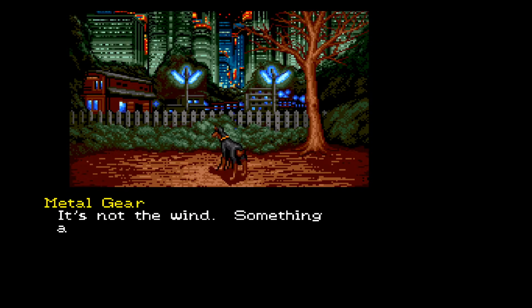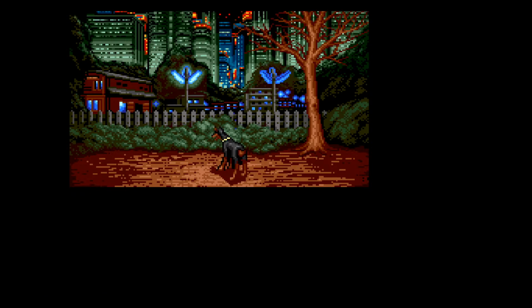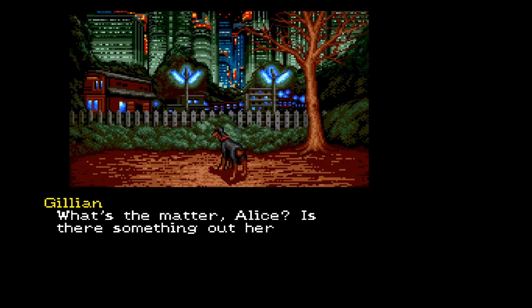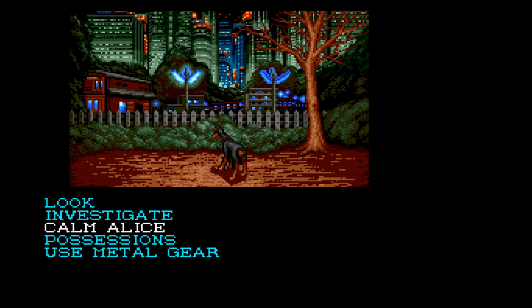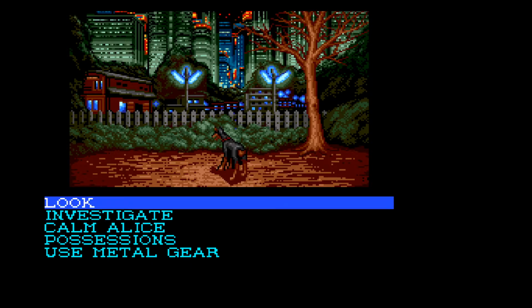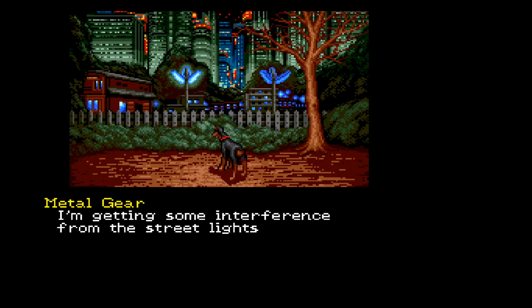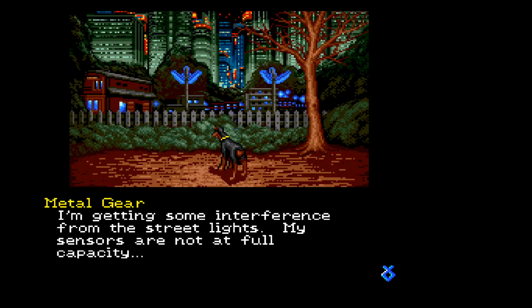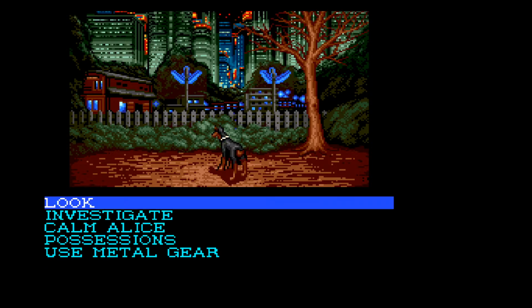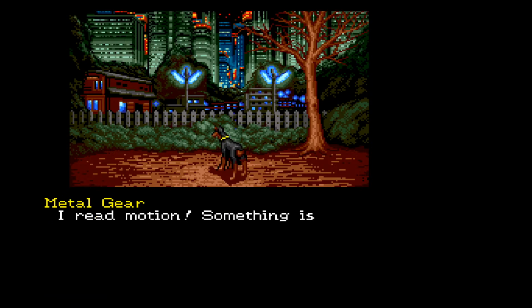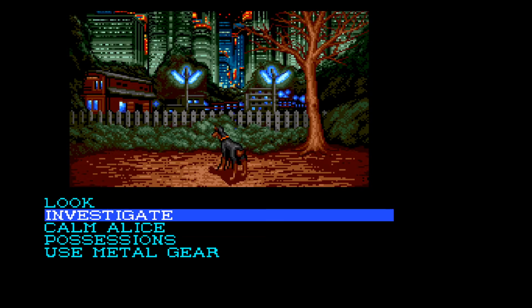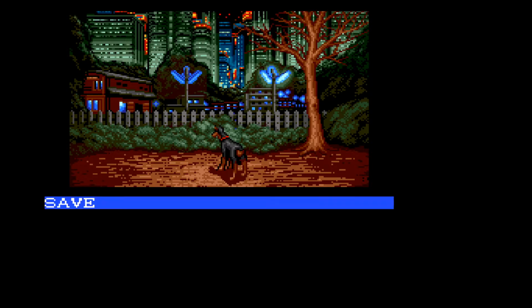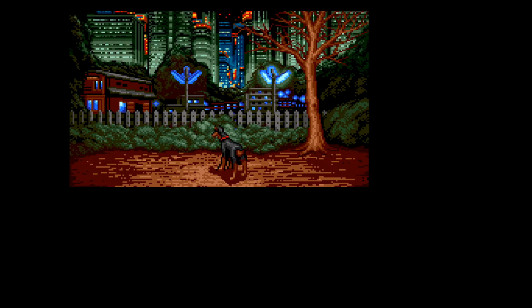Okay, so let's look at the bush. It's not the wind. Something appears to be in the thicket. Something is hiding in the thicket. What's the matter, Alice? Is there something out there? I'm getting some interference from the streetlights. My sensors are not at full capacity. I read motion. Something is moving. She seems frightened of something.